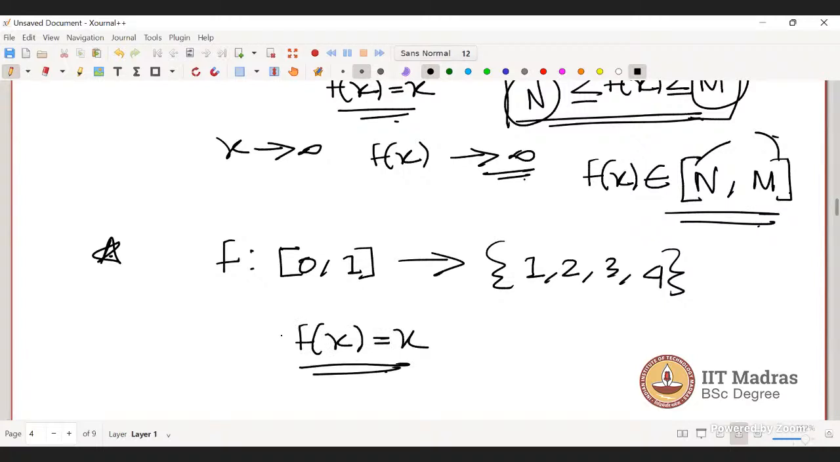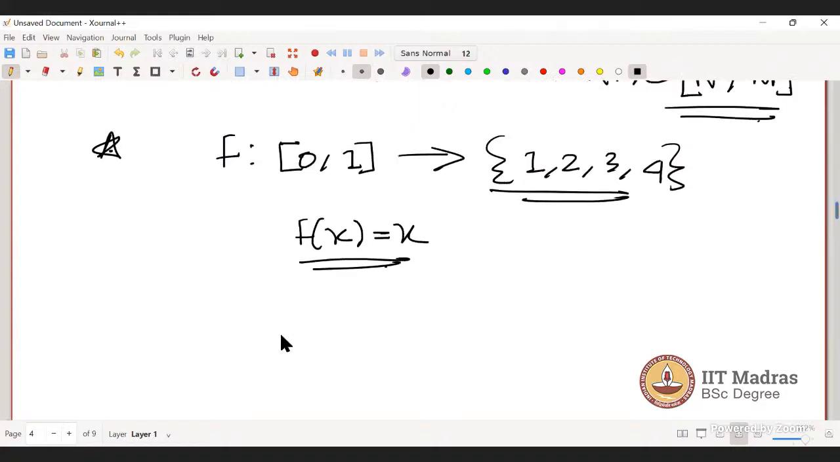So you have to define your codomain according to your function. If you define a codomain like this, then this f is not a function. So you have to define your codomain accordingly. You cannot pick anything.